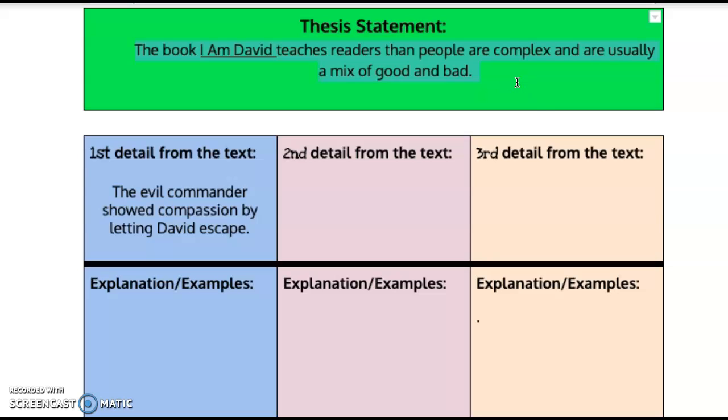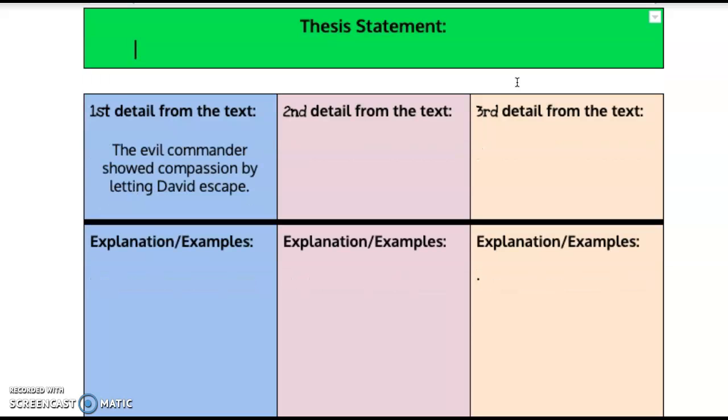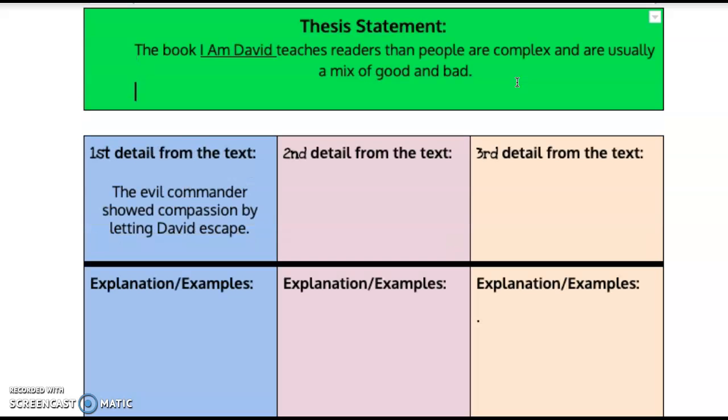So I already was practicing on this. You will have a blank box. You will copy and paste your thesis statement. That was your favorite from yesterday. And my example says, the book I Am David teaches readers that people are complex and are usually a mix of good and bad. So I need to find 3 samples from I Am David. My first one says the evil commander showed compassion by letting David escape. See, he's evil, and yet he had compassion. That's a mix of good and bad.